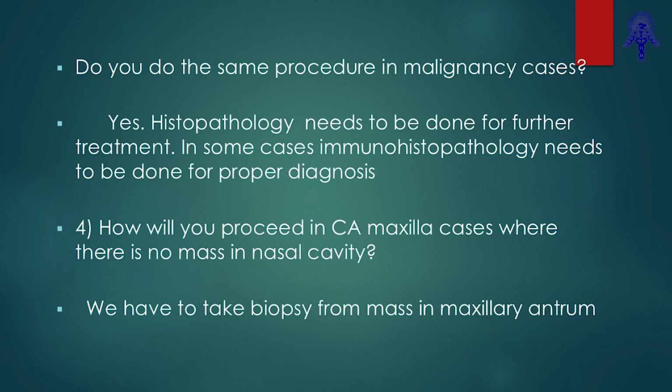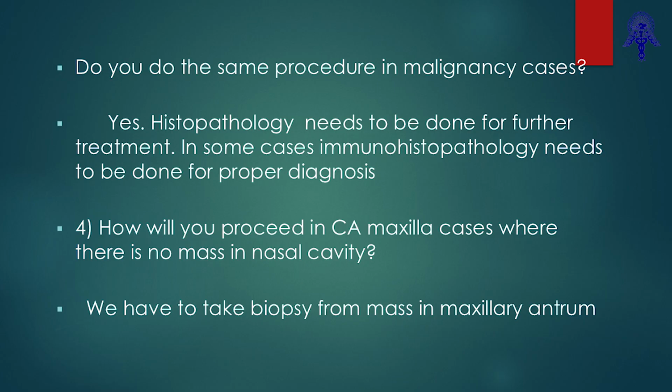So do the same thing in malignancy cases. Yes, of course, you take a biopsy, but sometimes, as you know, in nasal cases, you will get some round cell tumors also, like Ewing's sarcoma, like rhabdomyosarcoma in children. So in these cases, immunohistochemistry is the most important test for diagnosis of the tumor. And with that immunohistochemistry, you can finally treat the patient, whether it will be surgery, or a combination of surgery, chemotherapy or radiotherapy.